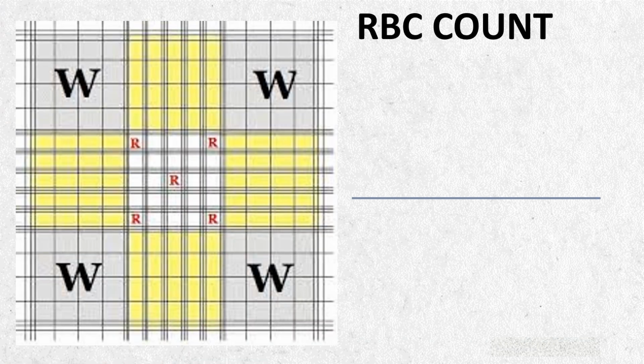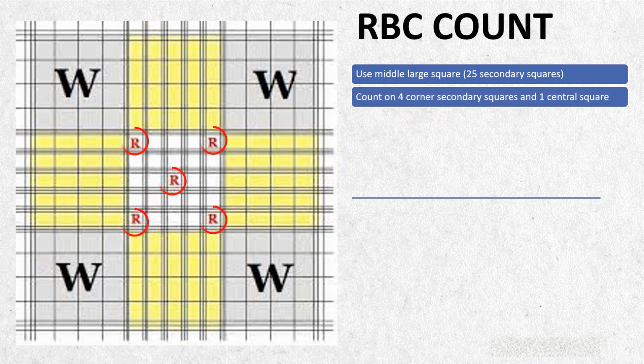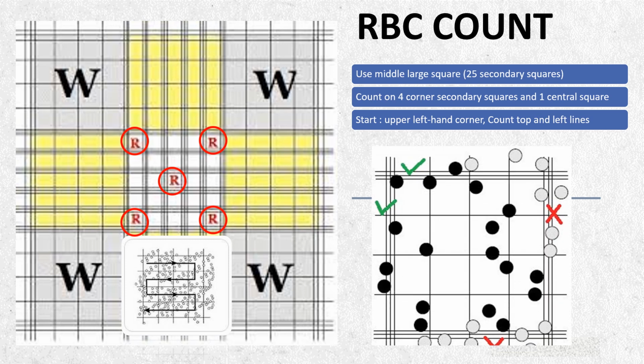For the red blood cell count, use the middle large square, which has 25 secondary squares. Count all cells on 4 corner secondary squares and 1 central square. Start on the upper left-hand corner and count all cells that touch the top and left lines.